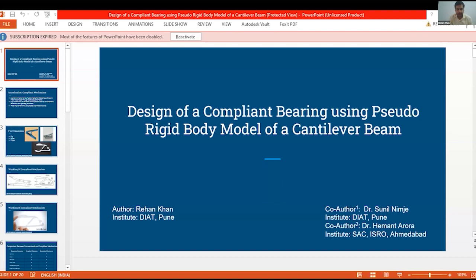These are a few examples of compliant mechanisms. What we can see common in all of them is the absence of conventional pin joints. Instead, they have flexible connections that are known as flexures. We'll understand their working in the next slide.